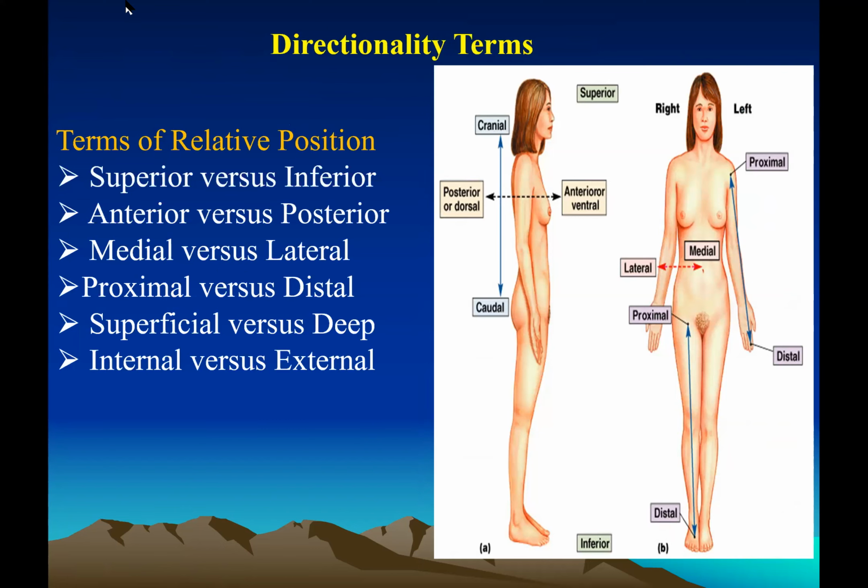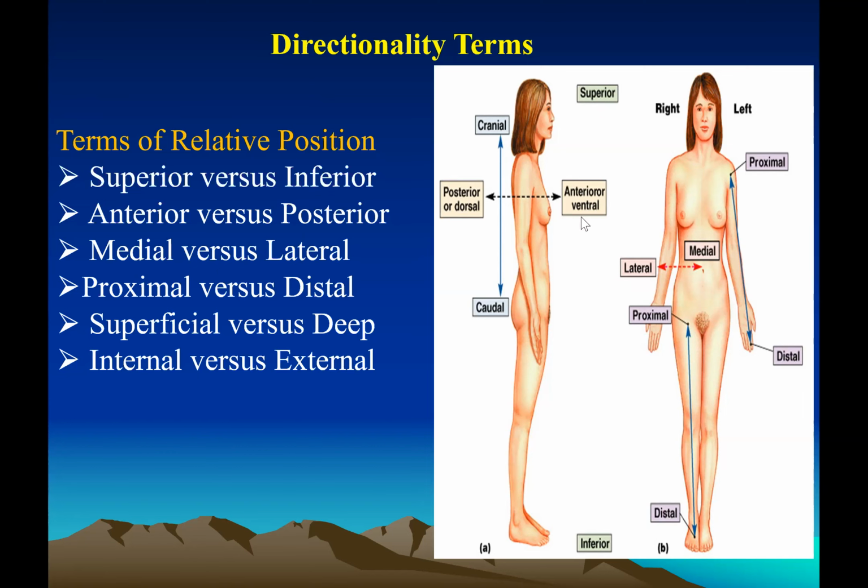Directional terminology in anatomy. These terms are like opposites. When there is superior, there'll be inferior. Anything pertaining to the top of your body, your cranium, is called superior. Towards the bottom is called inferior. It's also called cranial or caudal.